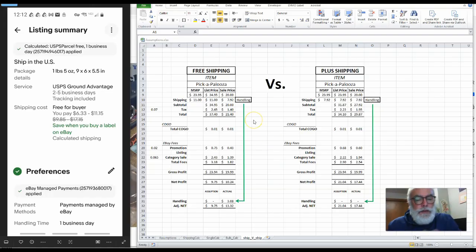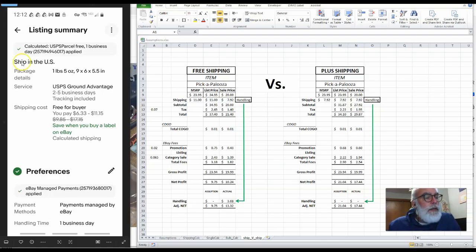But here's some things that I found out. I was a little curious about, if I get an offer, how do I know how much it's going to cost me to ship it, so that I can determine whether or not I should take the offer, particularly if I'm offering free shipping.